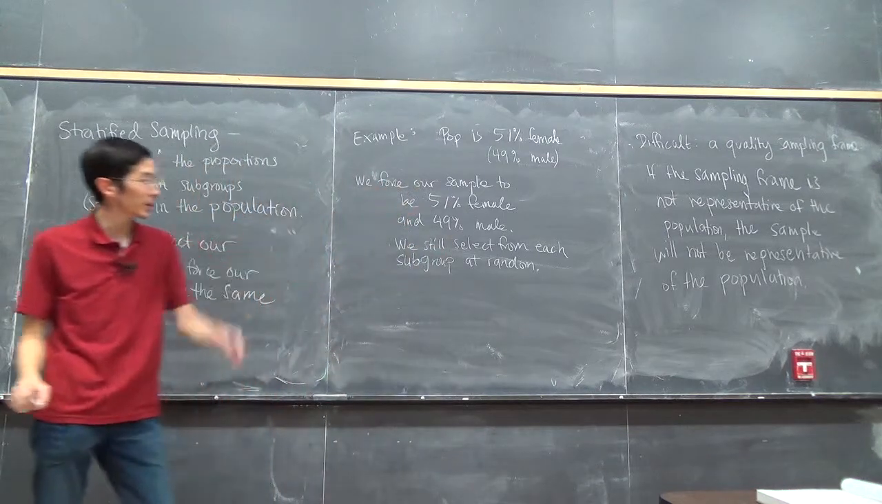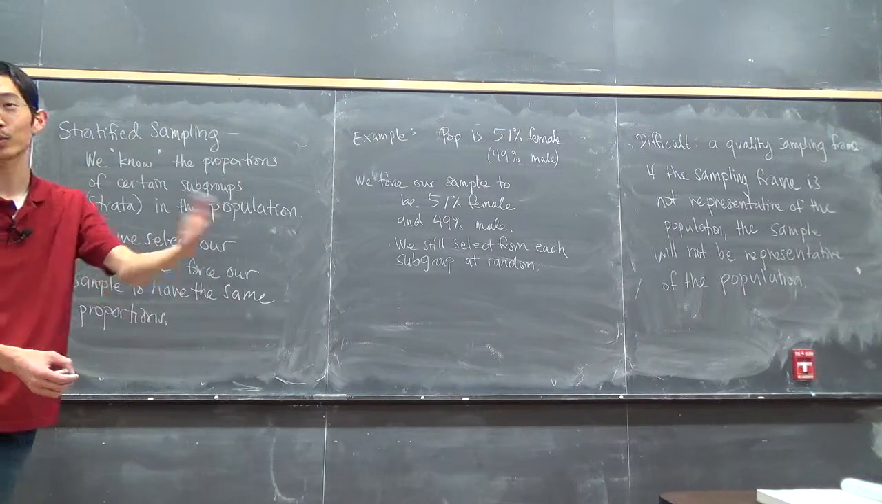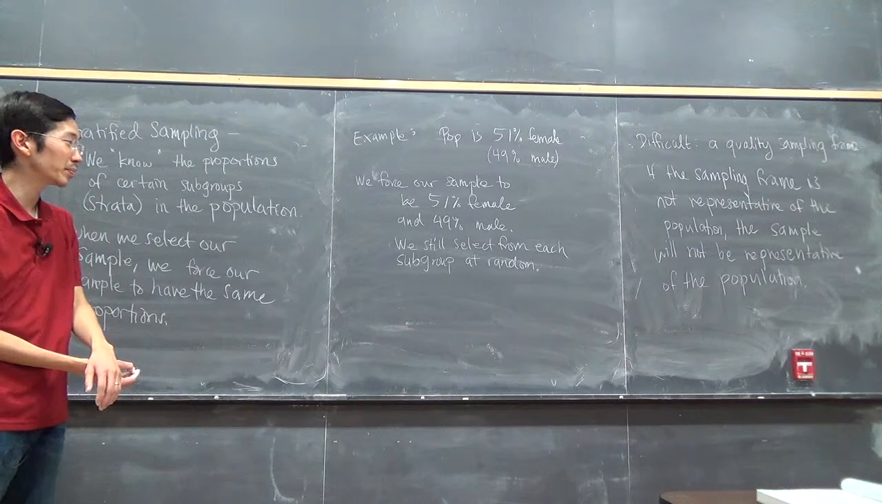This does not avoid the problem that we have in simple random sampling. In simple random sampling, it's still dependent on a quality sample frame or sampling frame. Stratified sampling still requires that, okay? Because actually our sampling frame has to be even better. We need to know how many females there are and how many males there are. But we might do this.